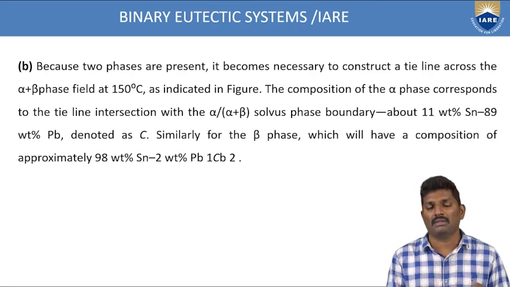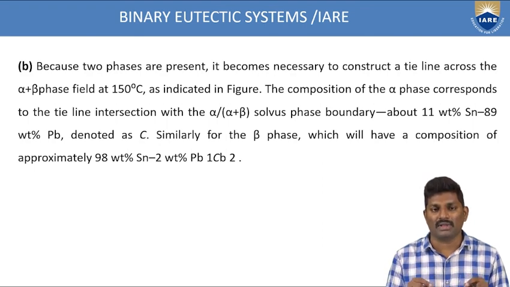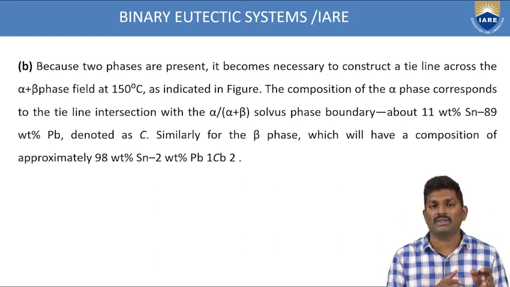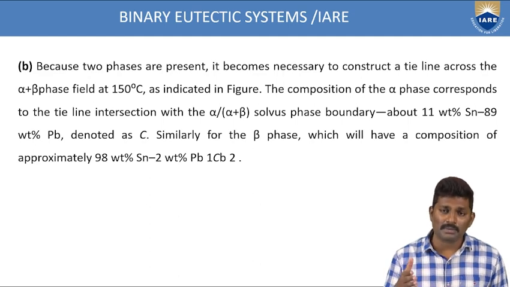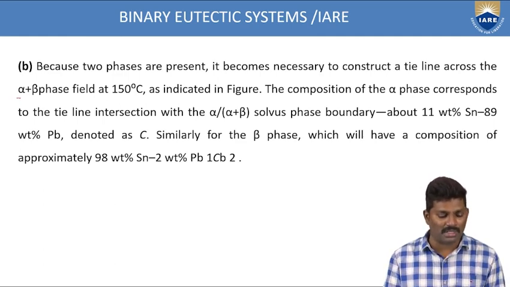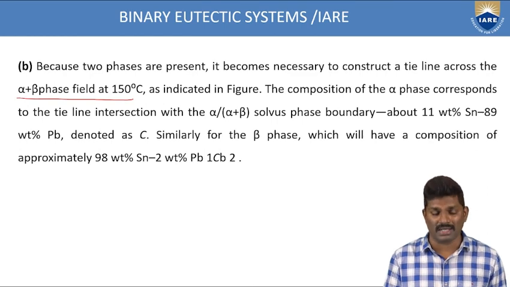But since the point B is lying in a double phase, we have to draw a tie line. How do we draw this tie line? It has to be drawn in such a way that it intersects the two points. From those two intersection points, you draw perpendiculars so that you can get the compositions. That's why, because two phases are present, it becomes necessary to construct a tie line in the alpha plus beta region at 150 degrees centigrade.